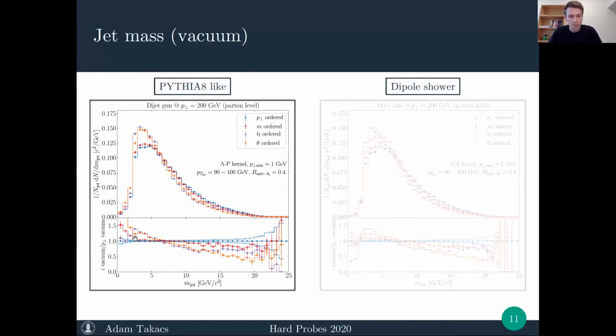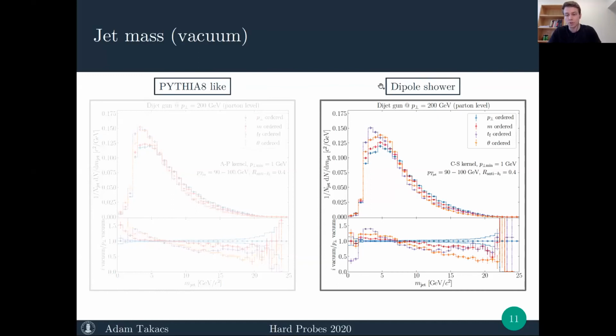However, they have an offset because of the total normalization and the change in the peak. So the different orderings will actually result in differences in the peak. That's what we expected. And this is the same for the dipole shower. The fixed order part is relatively robust, but the peak and the shape of the peak actually change.